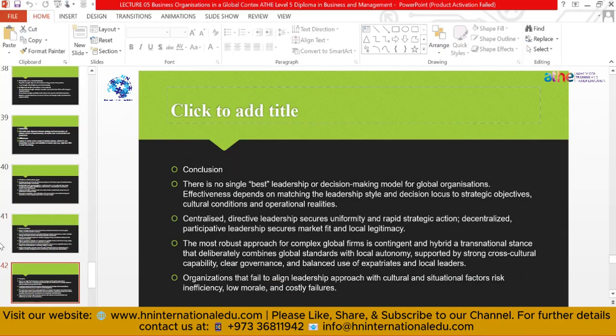Conclusion: there is no single best leadership or decision-making model for global organizations. Effectiveness depends on matching the leadership style and decision locus to strategic objectives, cultural conditions, and operational realities.